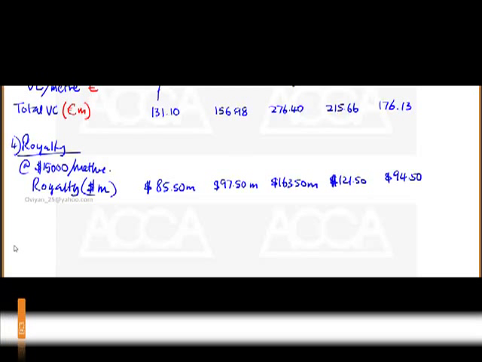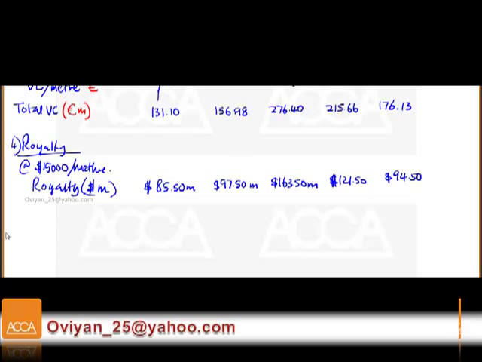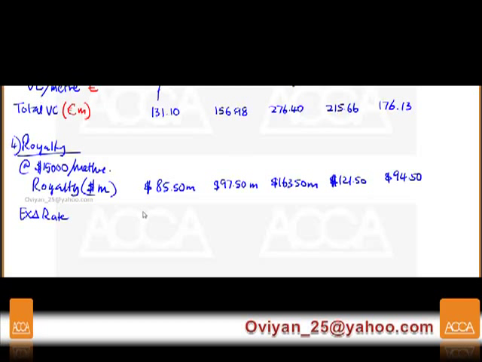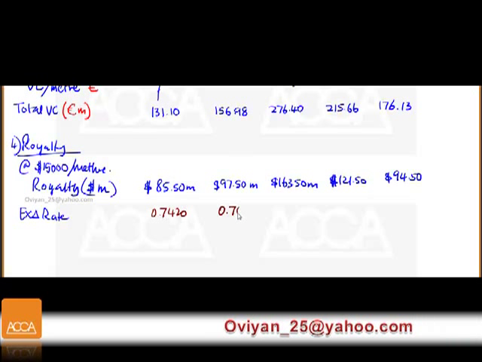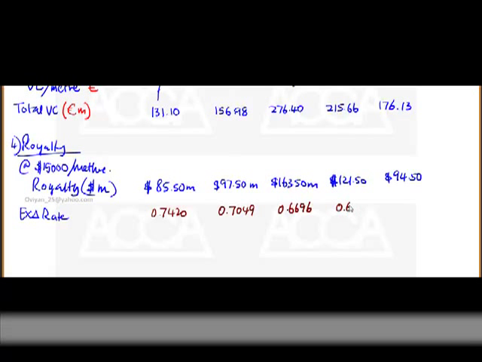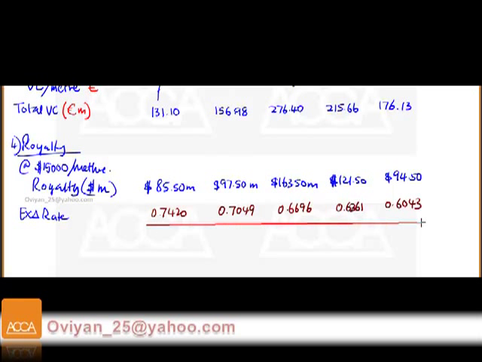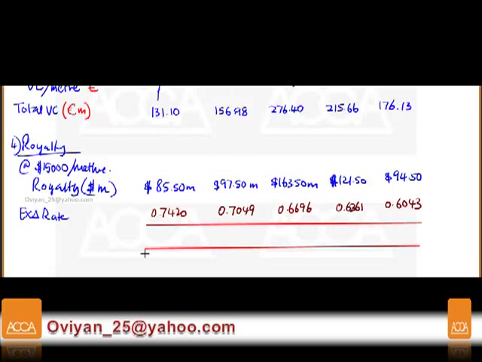Royalty is in dollar. What you have to do is convert this back to royalty in euros using an exchange rate. What is your exchange rate going to be? 0.7420, 0.7049 from the first working, 0.6696, 0.6361, 0.6043. Now you have to be very careful here, because you have to tell me whether it's going to be a multiplication or a division.